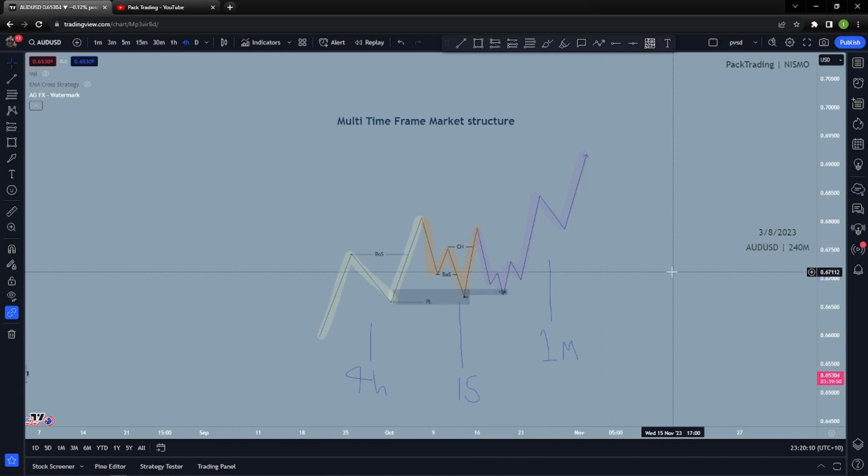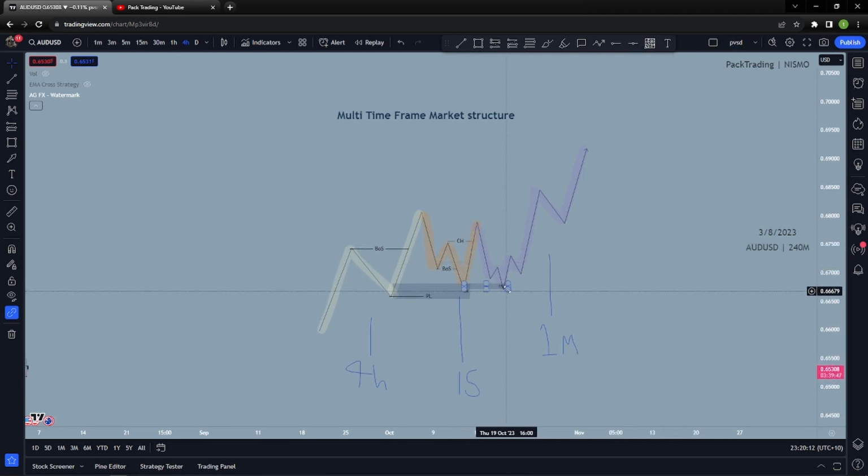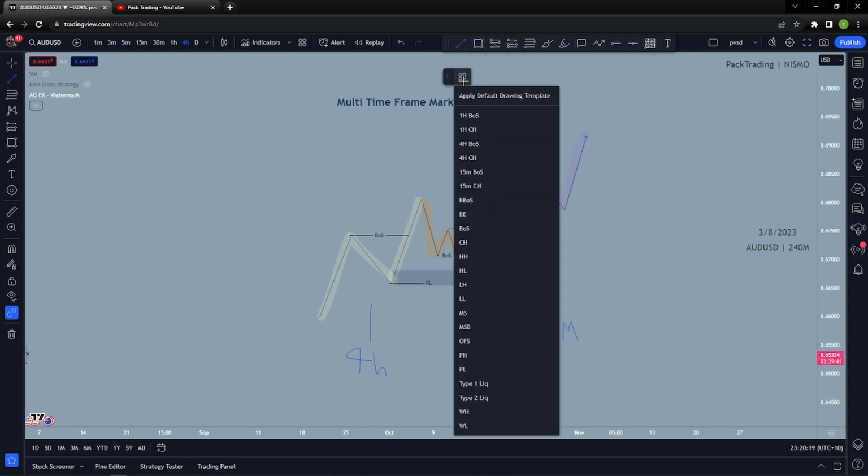Alright, we have a 15-minute demand. So now we hop on the 1 minute. We wait for the 1 minute to tap into the 15-minute demand. 1 minute taps in. What do we see? Same thing. It's a trend, guys. Remember.